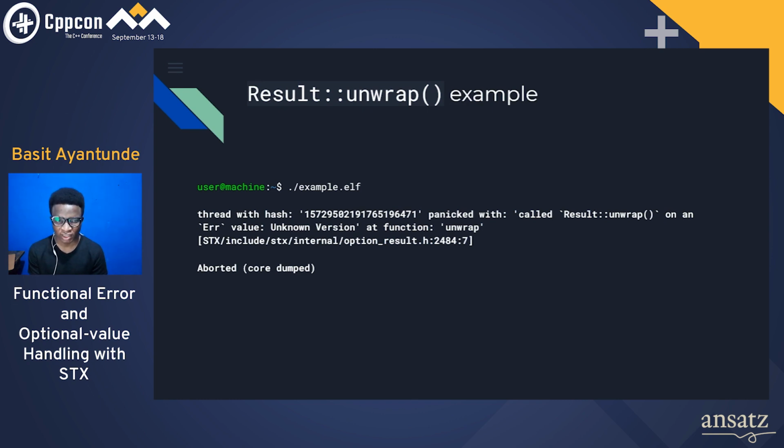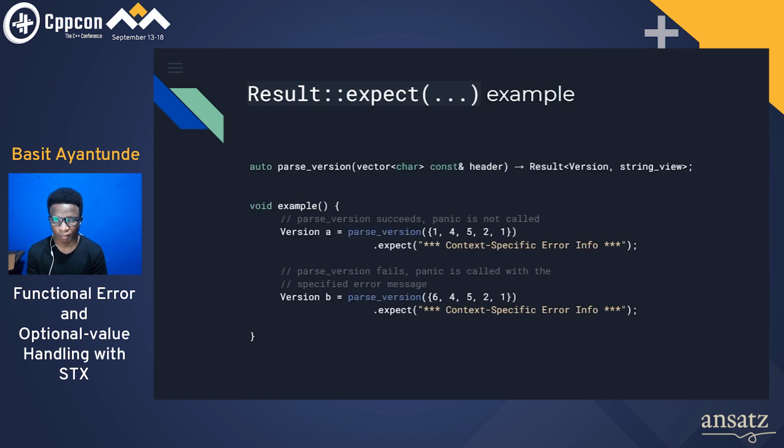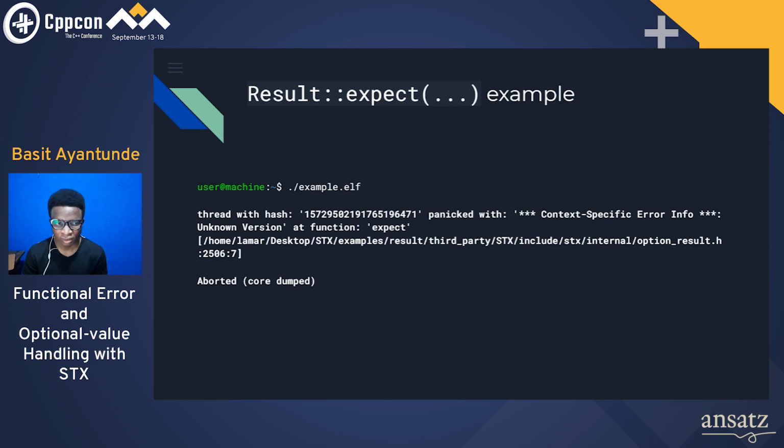We can use the expect method. So here's how we use the expect method. It takes a string view as an argument, which is used to provide context-specific error information. Now we can see the output here. The only difference is that we added more context-specific information to the error message.